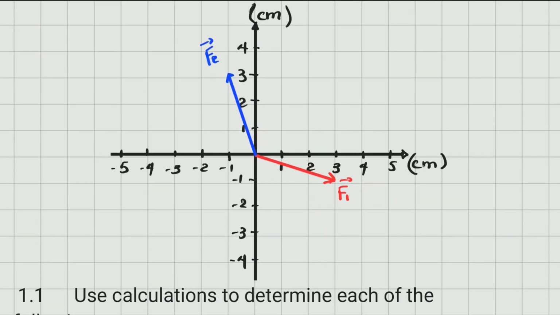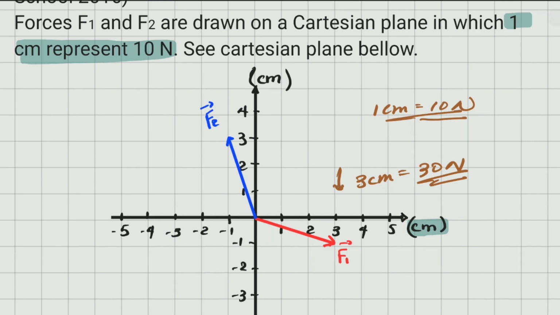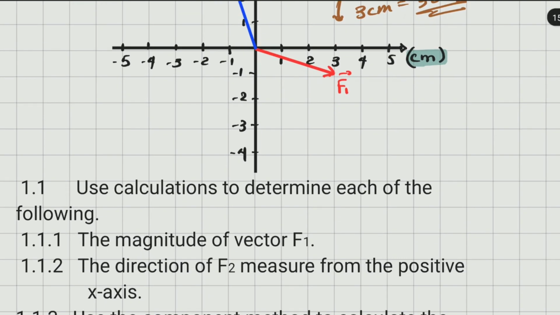Now note, this is in centimeters, but the forces are not in centimeters. So if we come back to this part, you need to know that 1 centimeter is equivalent to 10 newtons. And therefore, for example, in this picture here, 3 centimeters will be equal to 30 newtons. That is what you must know, because the forces are in newtons, not in centimeters. The centimeter was just the scale used to draw the vectors on the Cartesian plane.